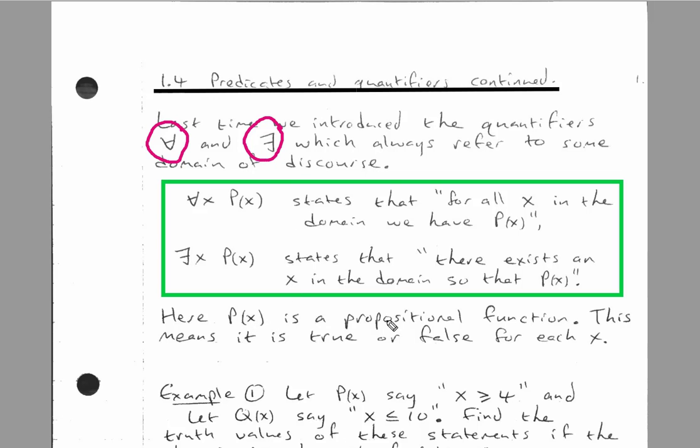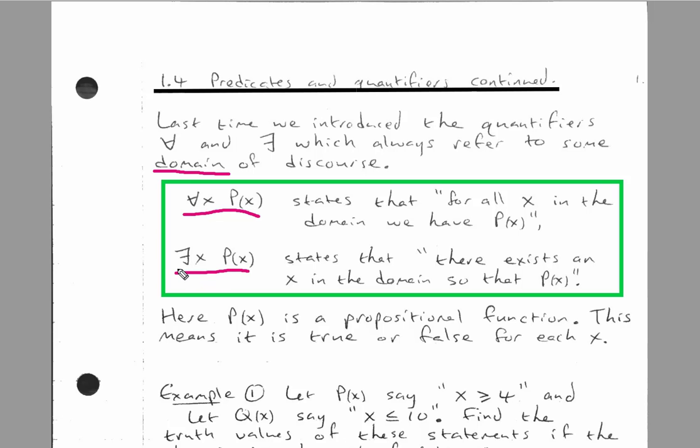So if p of x is a propositional function, and we're talking about some domain of discourse, maybe x is people or numbers, then this notation means for all x in the domain, we have p of x. So that's the universal quantifier.